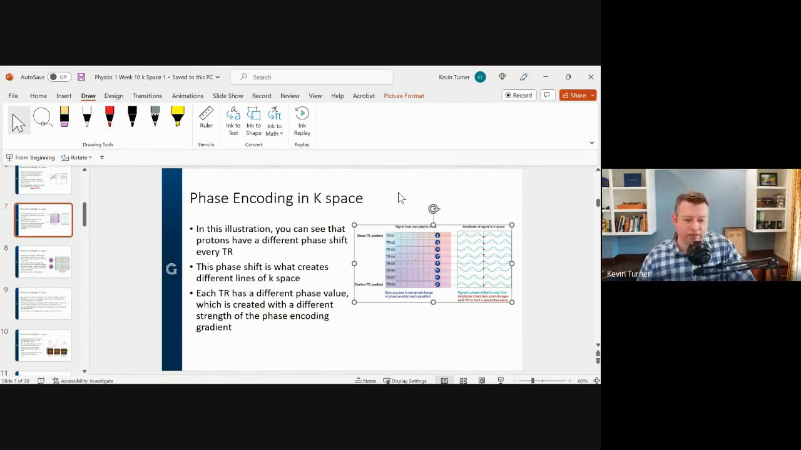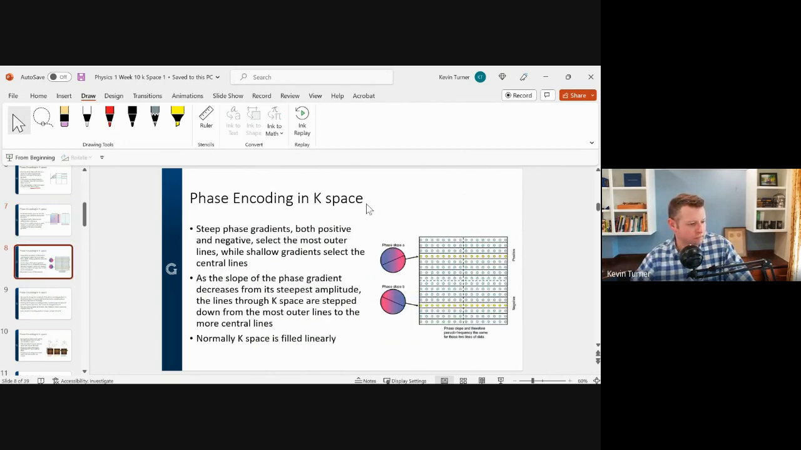So the phase shift is what creates different lines of K-space. What we mean by phase shift is we're talking about the strength of the phase encoding gradient shifting the phase of the protons. Each TR has a different phase value, which is created with a different strength of the phase encoding gradient. Steep phase gradients, both positive and negative, select the most outer lines, while shallow gradients select the central lines.